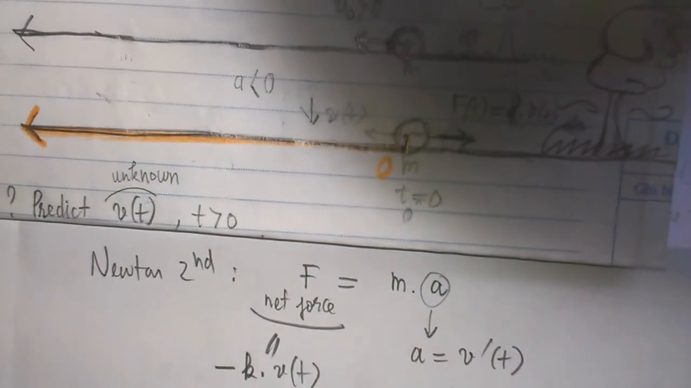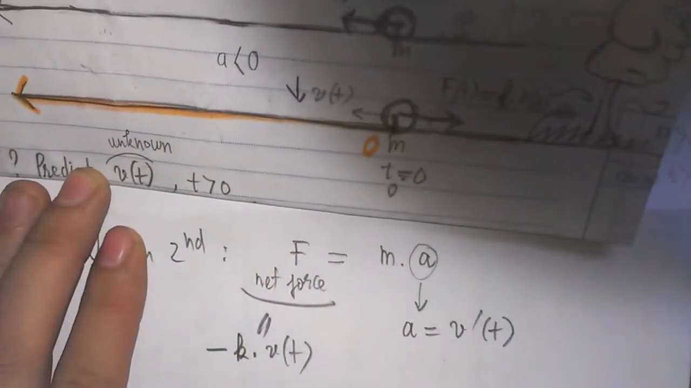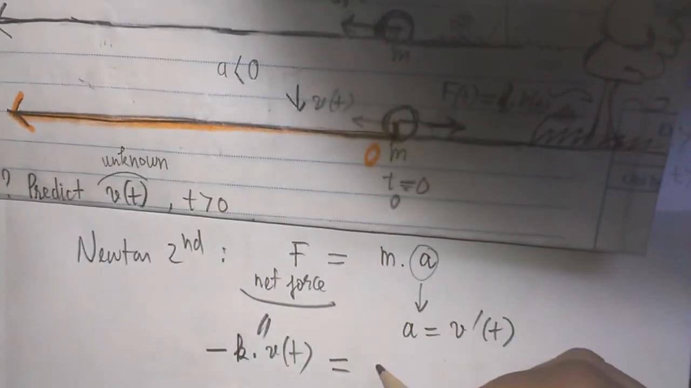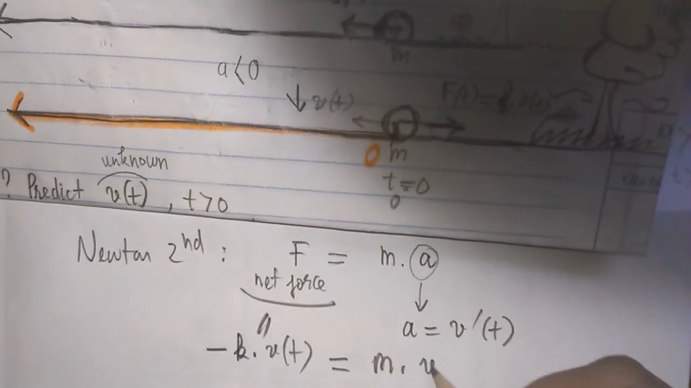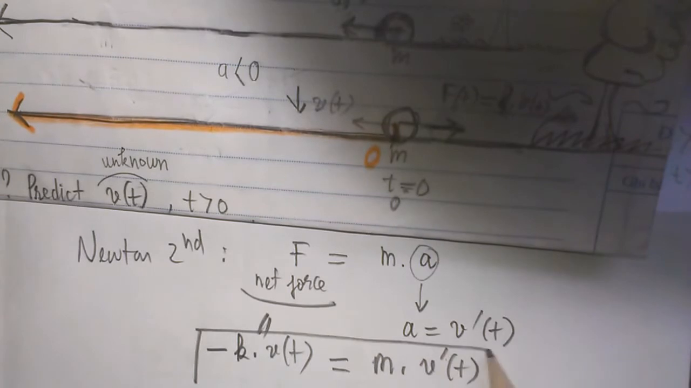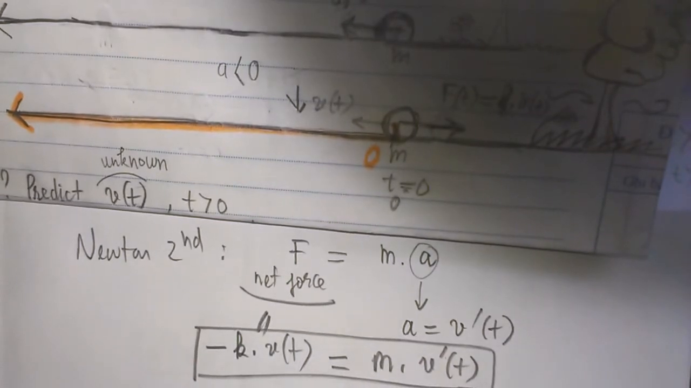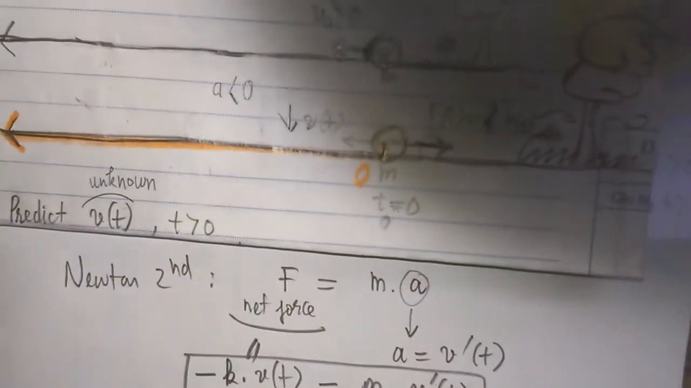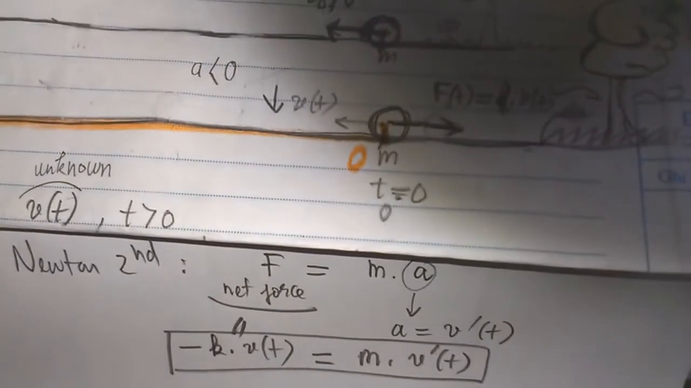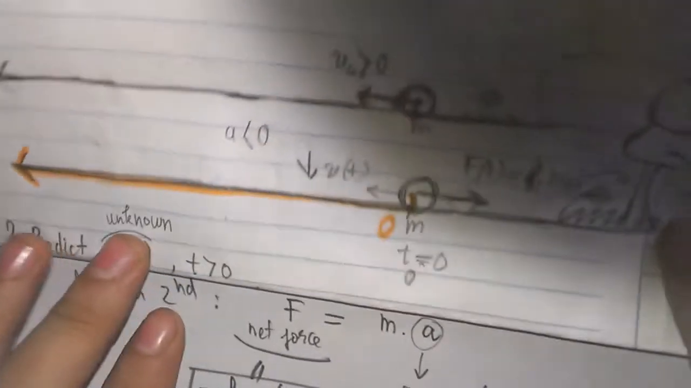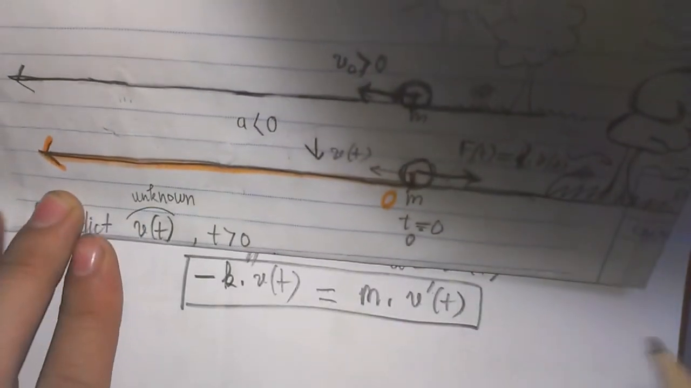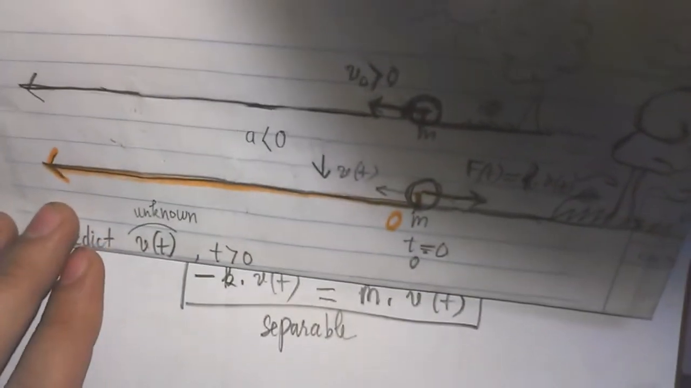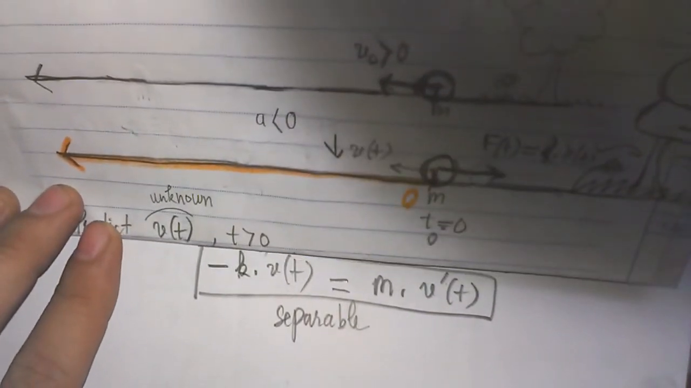So we will have minus k times v(t) equals m times v prime of t. And this is the differential equation that describes the dynamics of the particle. As you can see here, this one is separable. It's separable. And now I'm going to solve it.